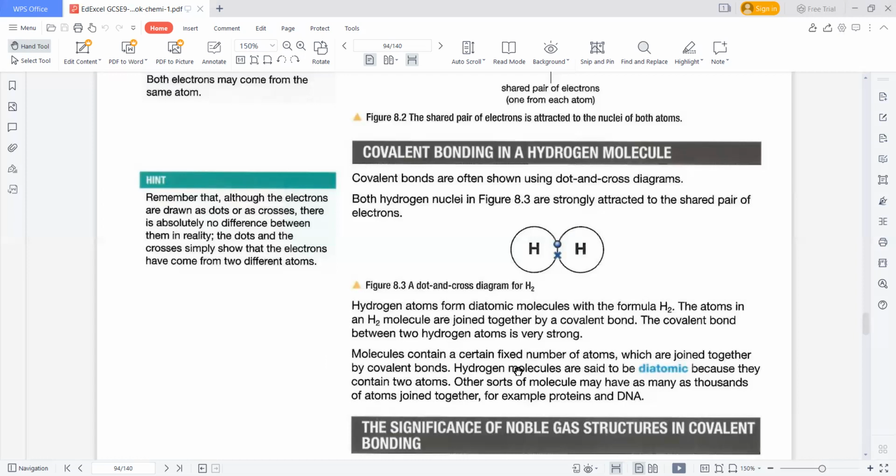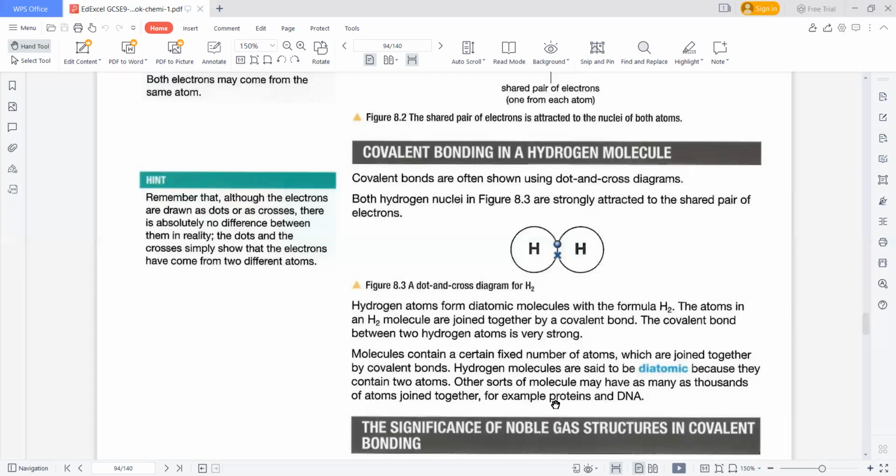Molecules contain a certain fixed number of atoms which are joined together by covalent bonds. Hydrogen is a diatomic molecule because it contains two atoms joined together, and other sorts of molecules may have thousands of atoms joined together. For example, your DNA. In your DNA, trillions of carbon atoms are joined together. Also, your body skeleton is made up of carbon. Trillions of carbons are linked together to give rise to covalent bonding.